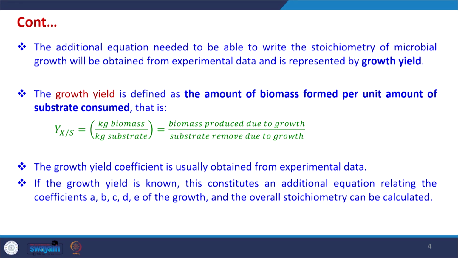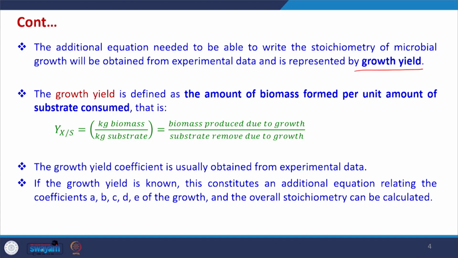So, what is the next step, how can we combine them together and find out the values of a, b, c, d and e? Additional equations are required to be able to write the stoichiometry of microbial growth, and these are obtained from experimental data and generally represented by growth yield. So, we try to find another parameter called growth yield, which is found experimentally, and from this growth yield the stoichiometric coefficients a, b, c, d and e are found out.